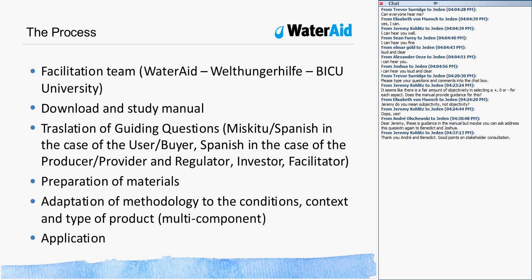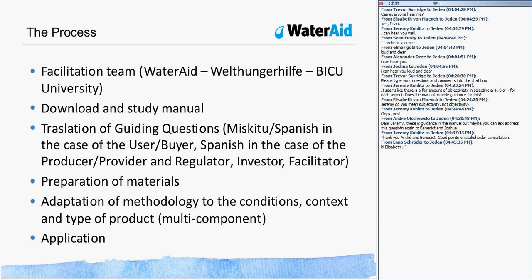So the process we went through was probably a little bit more expedited than it was applied in the three case study countries that were part of the WASHtech project. We put together a facilitation team which was composed of WaterAid, Welthungerhilfe, which is a German INGO with presence in the area that we're working in, and one of the local universities.